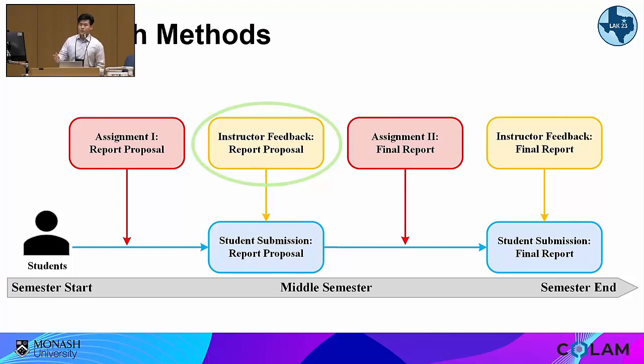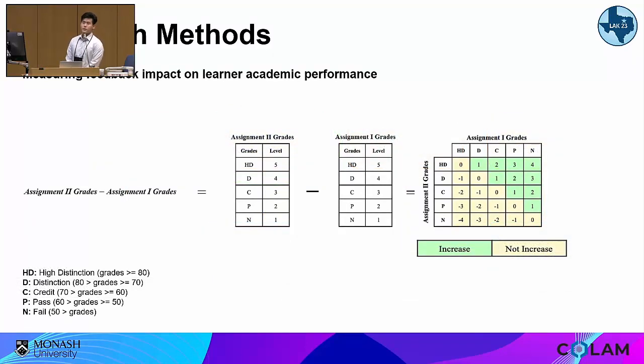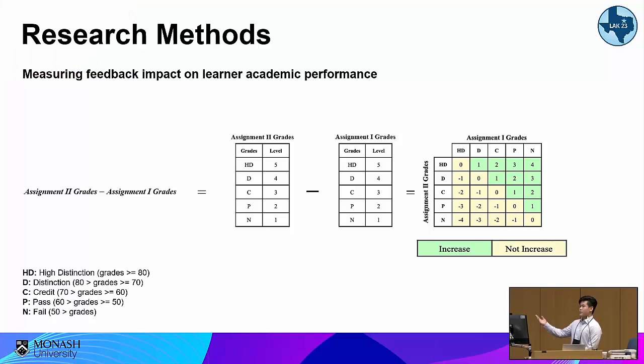So in my study, I mainly focus on the instructor feedback about students' report proposal. That's about a student's assignment one. And also use the grade from the student assignment two. So you can see that we measure the students' learning outcome by using the assignment one grade, subtracting from this assignment two grades. And we have the matrix here.